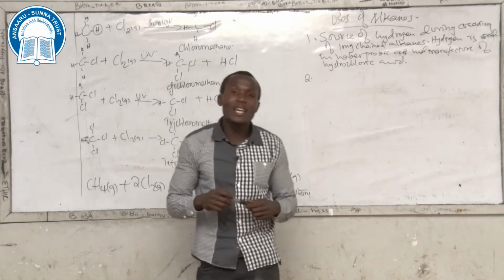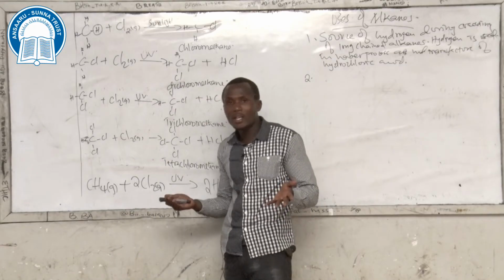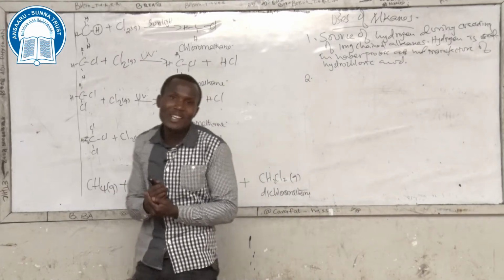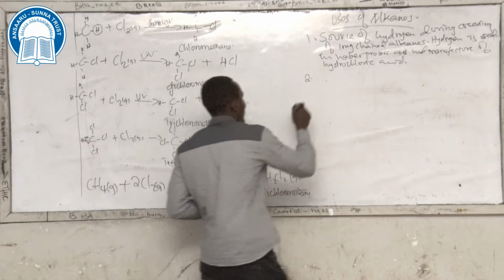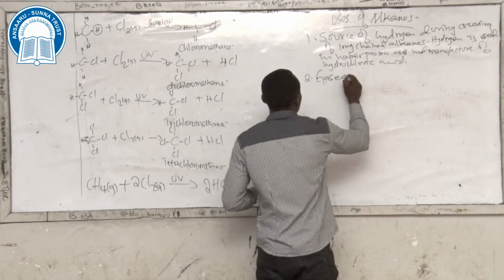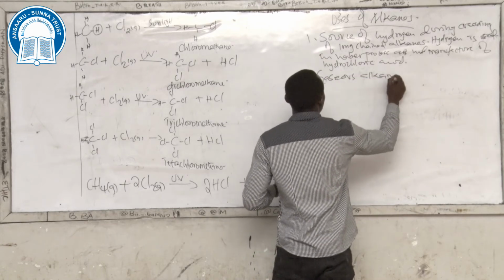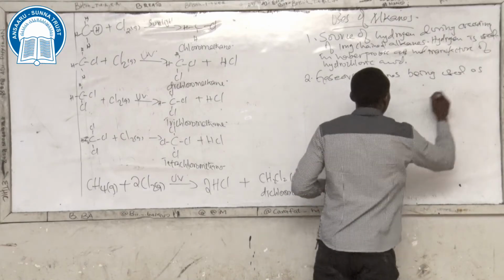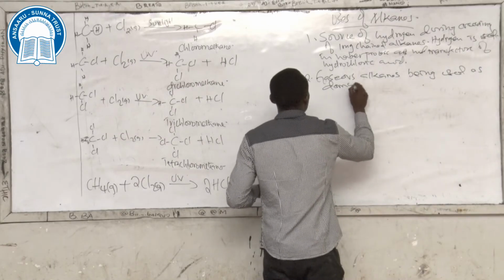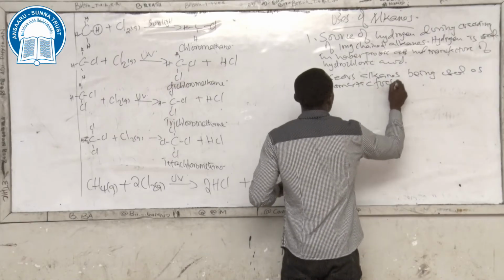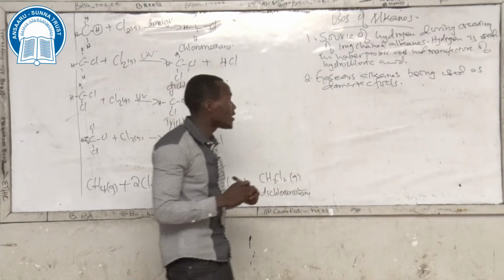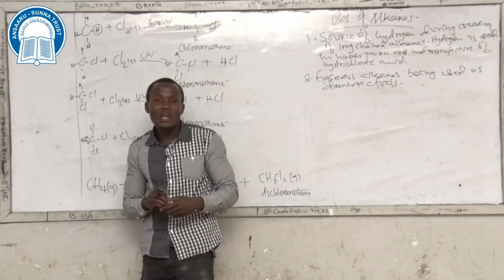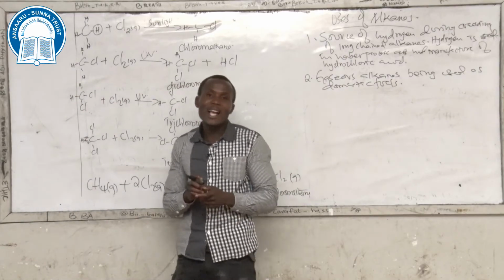We have gaseous alkanes, that is like methane, ethane, propane. Those ones are used as domestic fuels. Even back at home, you can see the cylinders. We have the gas cylinders.